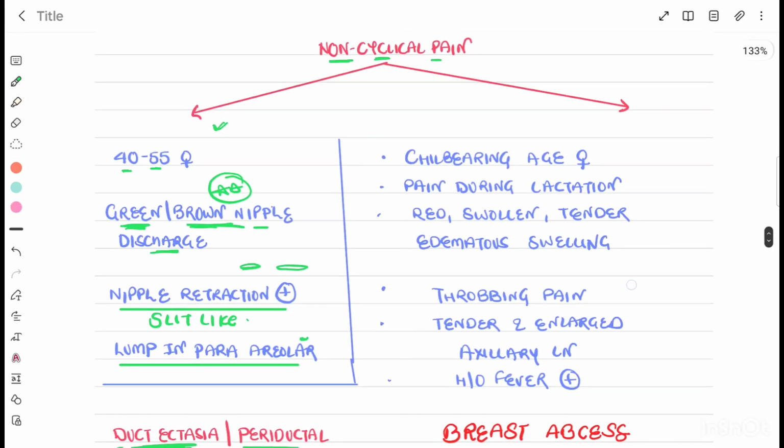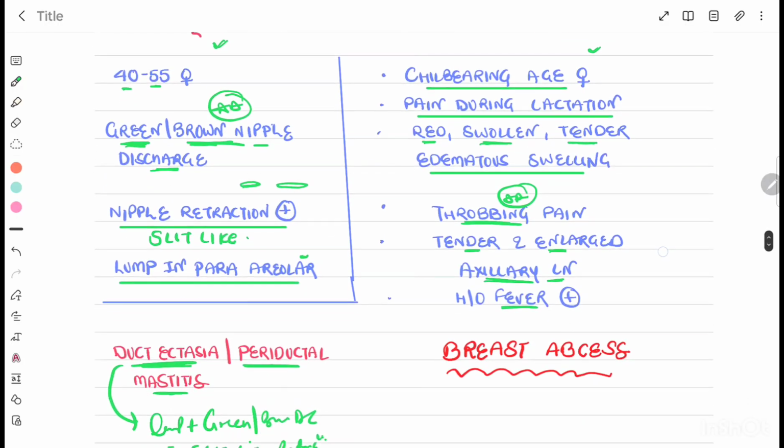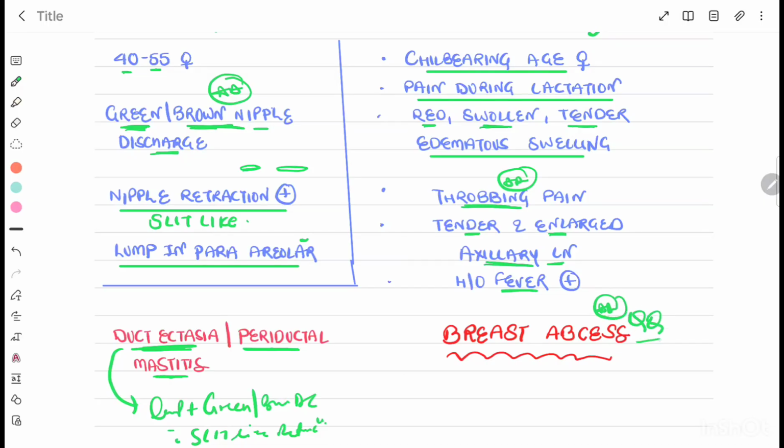And if there is a lady of childbearing age who complains of pain in the breast during lactation, and on examination the breast is red, swollen, tender on palpation and edematous, and she complains of throbbing pain, and the breast is tender and enlarged, and there is involvement of the axillary lymph node, and a history of fever with chills. So basically there is a lactating female with a red, swollen, painful breast with throbbing pain, axillary lymph node involvement and fever. Then you will think of breast abscess.